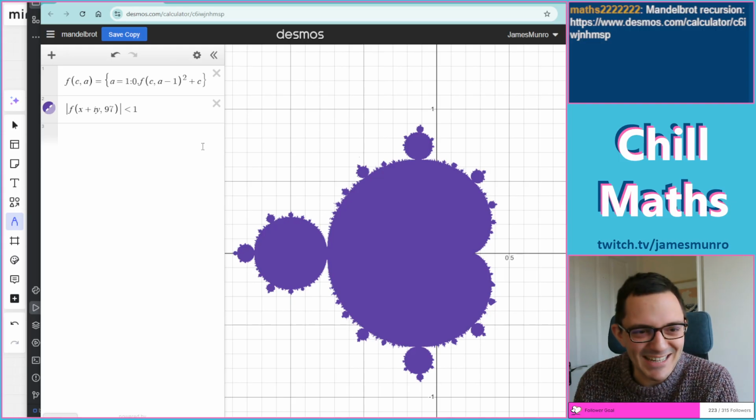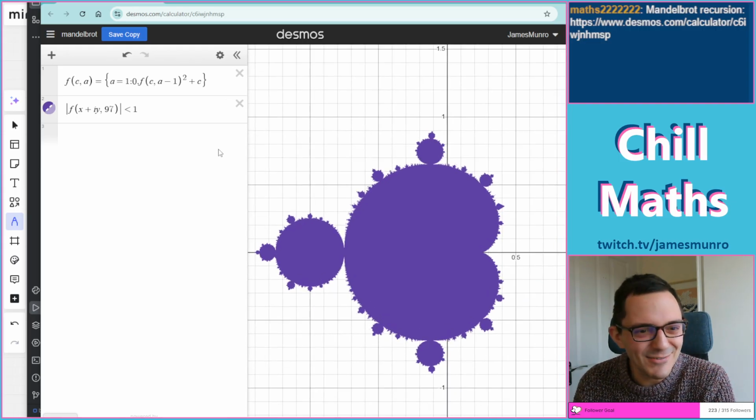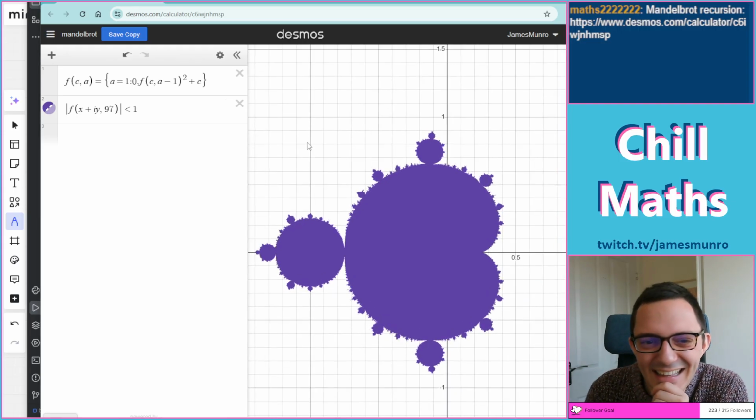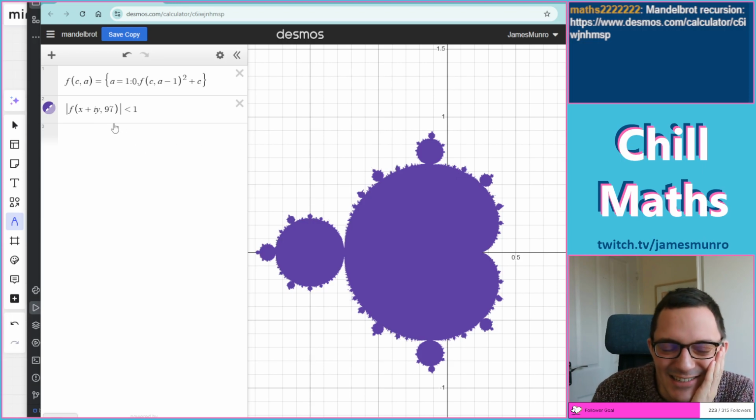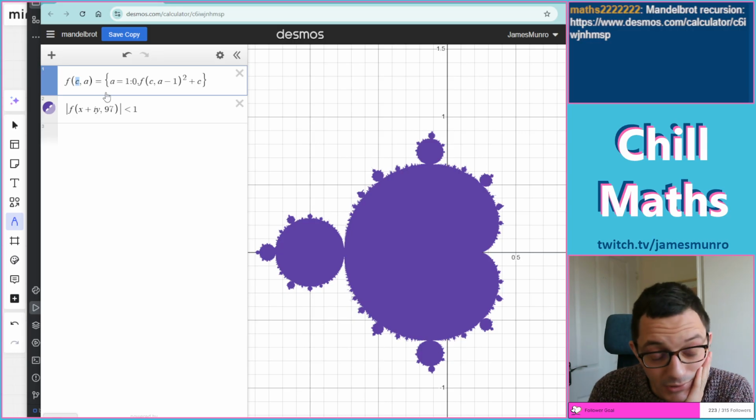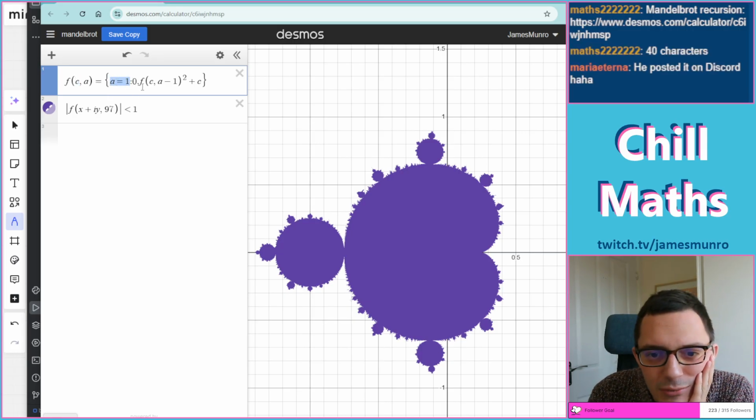That's just the Mandelbrot set. I don't. That's ridiculous. So, Maths222 in chat has defined a function, which takes a point called C in a complex plane, and starting iteration at 1.